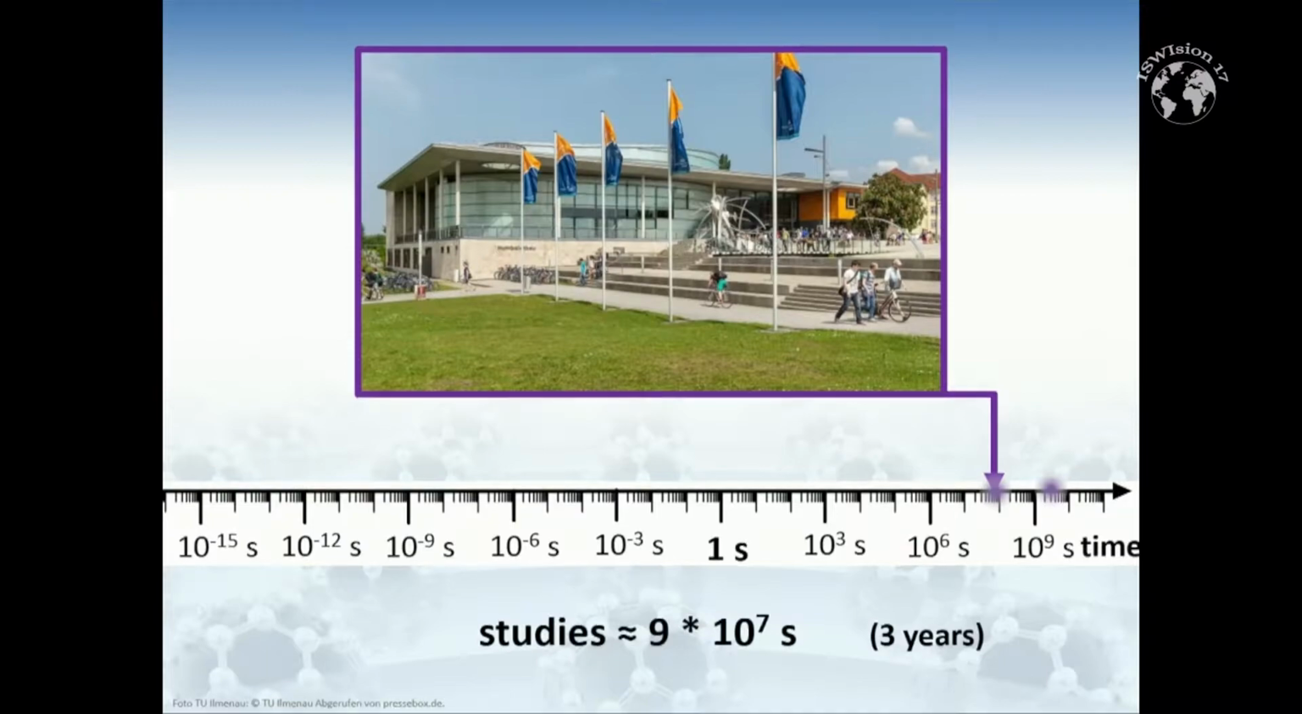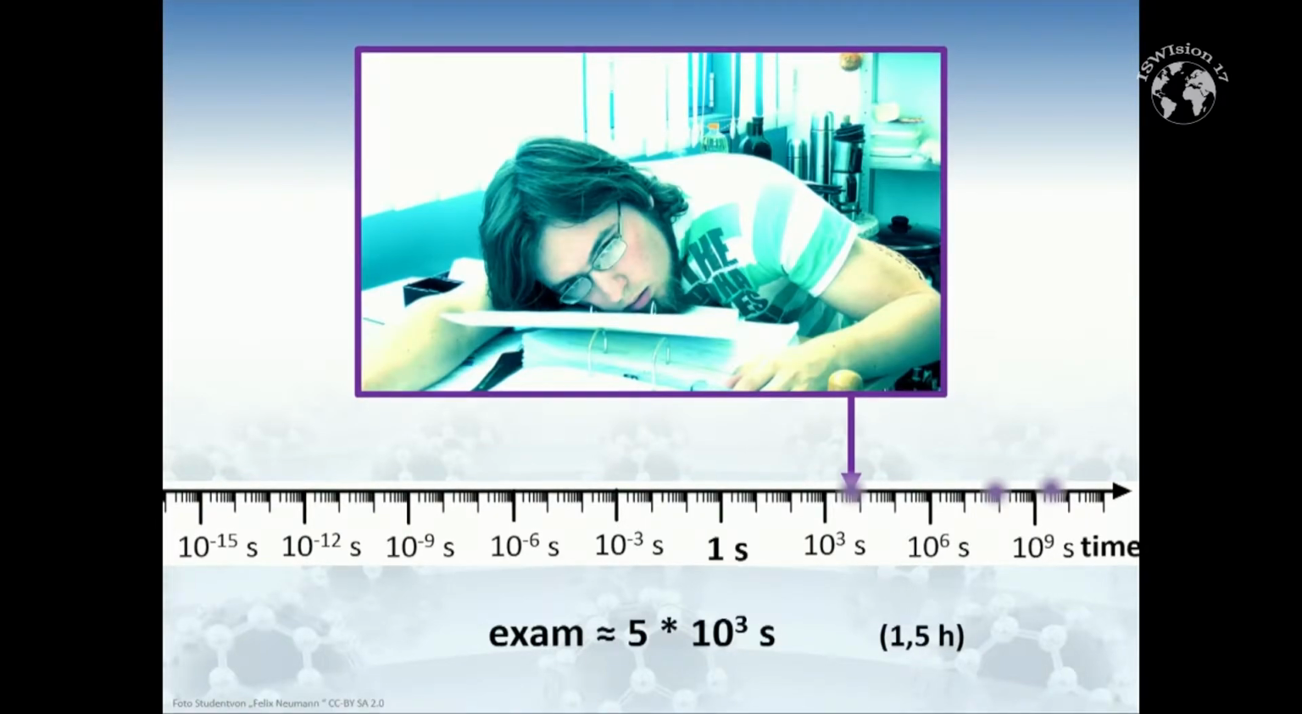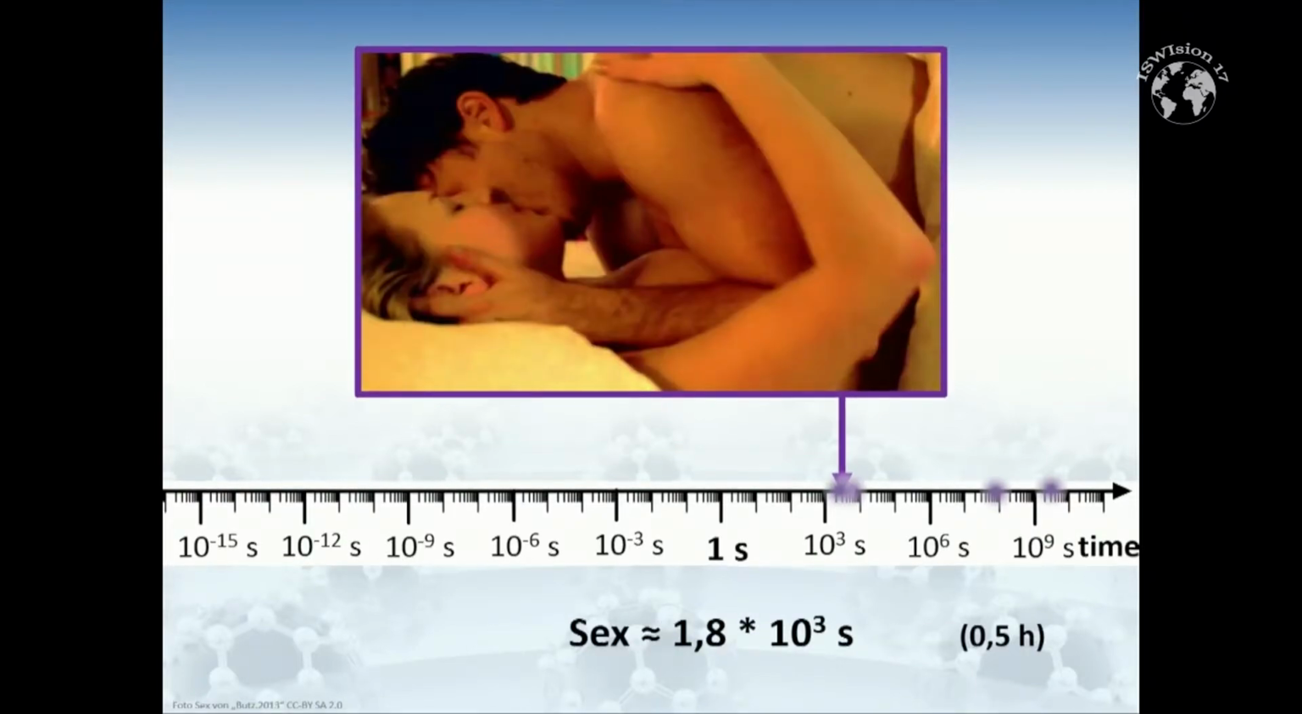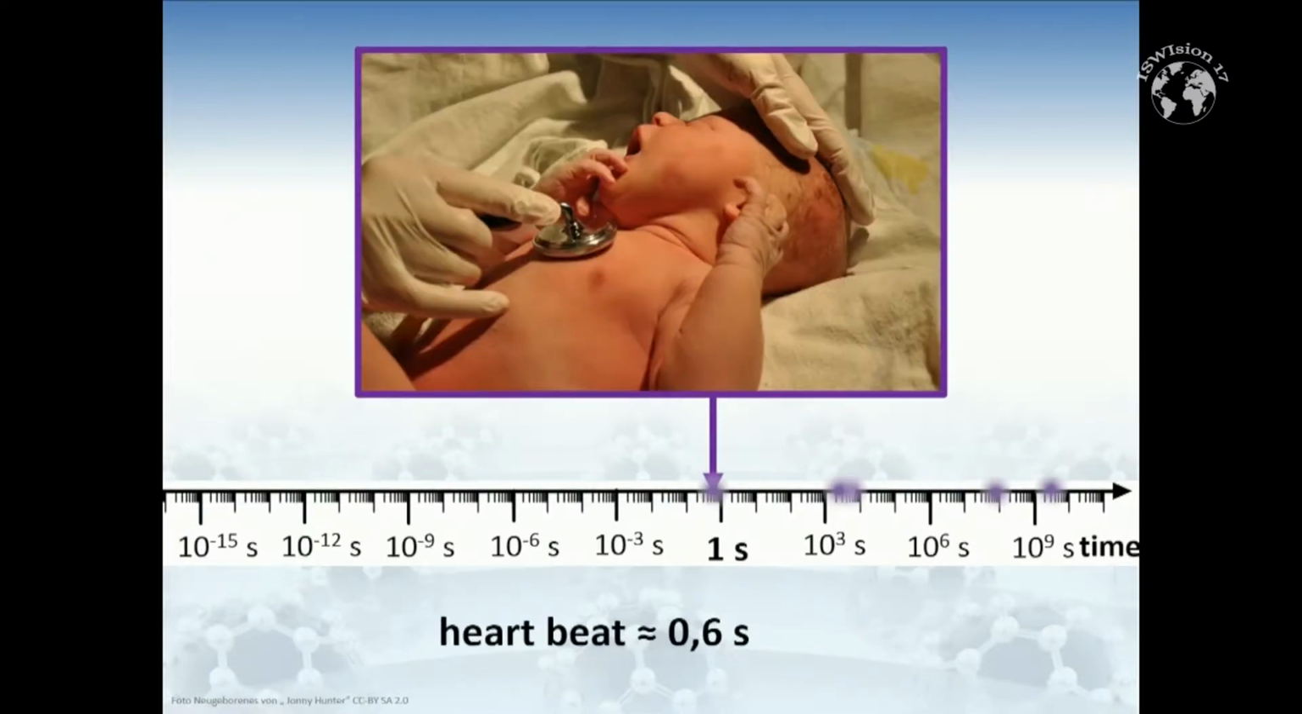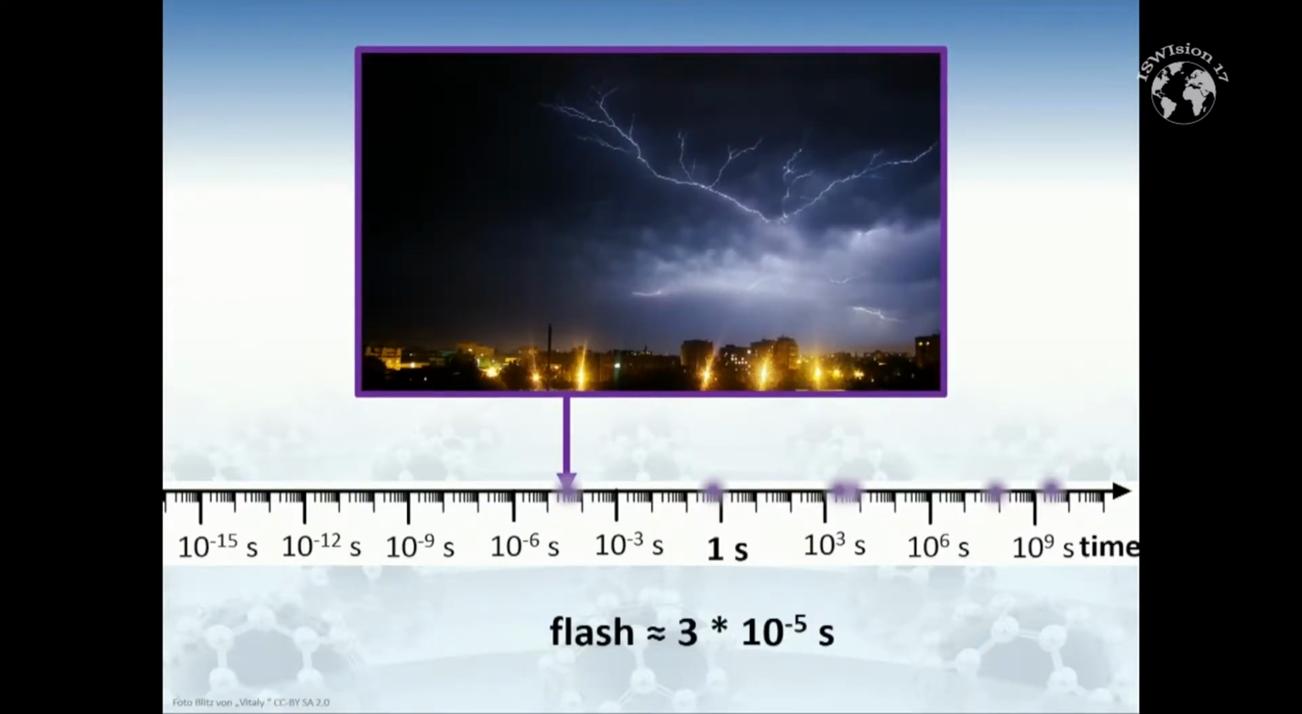Your studies you did around 3 years, these are 10 to the 7 or 10 to the 8 seconds. Going a little shorter, one exam within that is 10 to the 3 seconds. The same time, but it feels not that long, is sex. While having sex, many people can do it quite faster than the half an hour I put here. And going on, a human heartbeat is around 1 second. Going further down, a flash in a thunderstorm is around 10 to the minus 5 seconds.